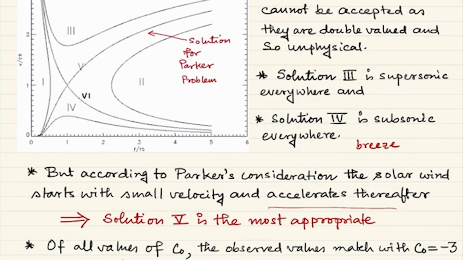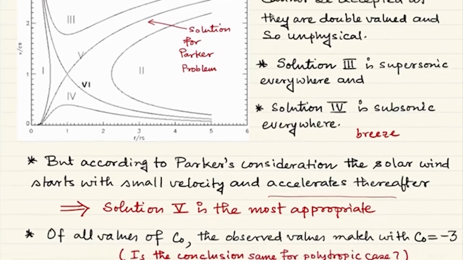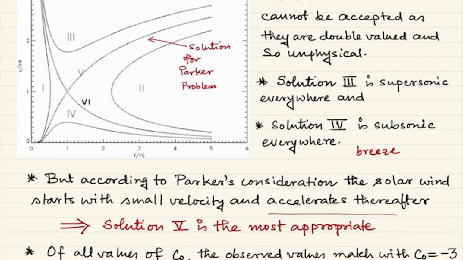That is why, finally, for Parker's problem, solution 5 is the most appropriate, because if you see 5, it starts being subsonic and finally gets supersonic. And this is the sonic radius or critical radius, that means r is equal to rc, that is r by rc is equal to 1. And why not 6? 6 is something where the wind decelerates. It starts being supersonic and then becomes subsonic, which is also not possible.